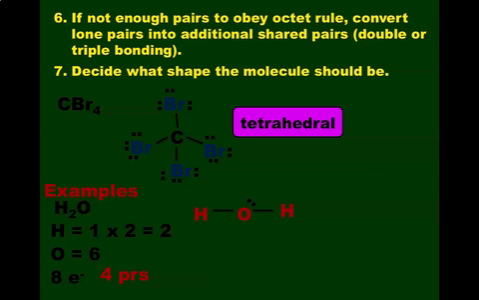The hydrogens are full because they're only allowed to have 1 pair each, but my oxygen can have 4 pairs and it only has 2. So I can put another pair there and another pair there. If I look at that, I have 3 atoms with 2 lone pairs on the middle atom, and that's going to make a bent shape.